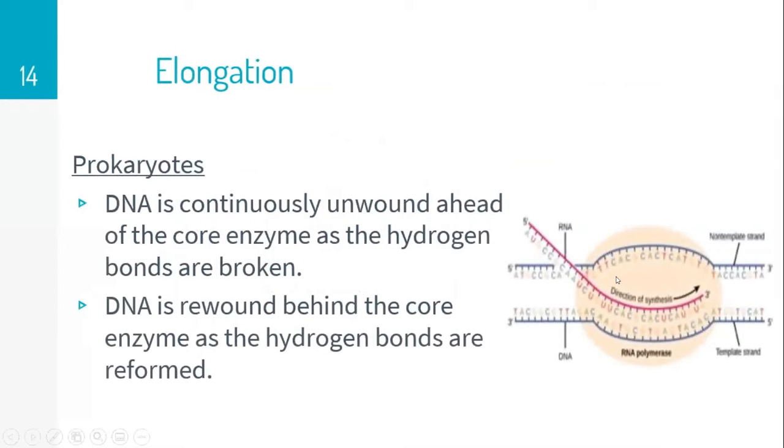All right, so as we said, we have to open up this DNA strand. It's the double-stranded DNA that we're dealing with here. The DNA is continuously unwound ahead of the core enzyme, which would be the RNA polymerase 2, as the hydrogen bonds are broken. We know that we have hydrogen bonds between the DNA molecule holding the bases together, so basically that would be broken temporarily.